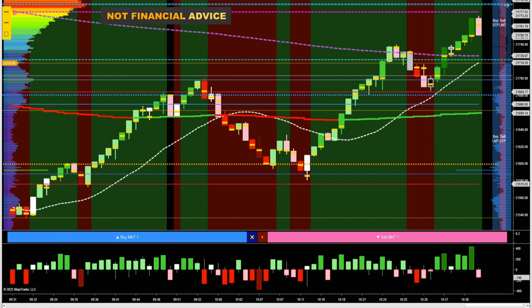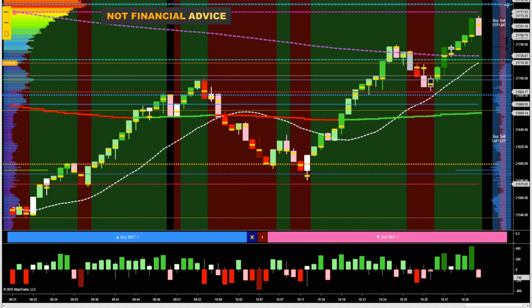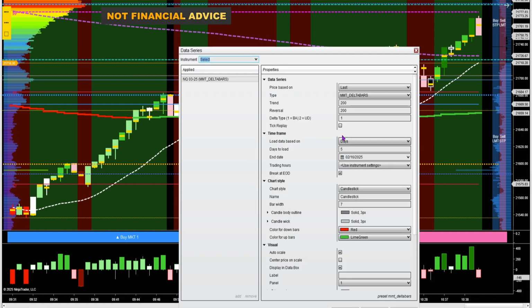I'm going to do something a little bit different in this video. I'm going to show some other chart types like Renko bars and delta bars, and show how I use delta and the POC, single bar divergence, and some other indicators on these other chart types. So this is an NQ chart with the MonkeyMan trades delta bars.